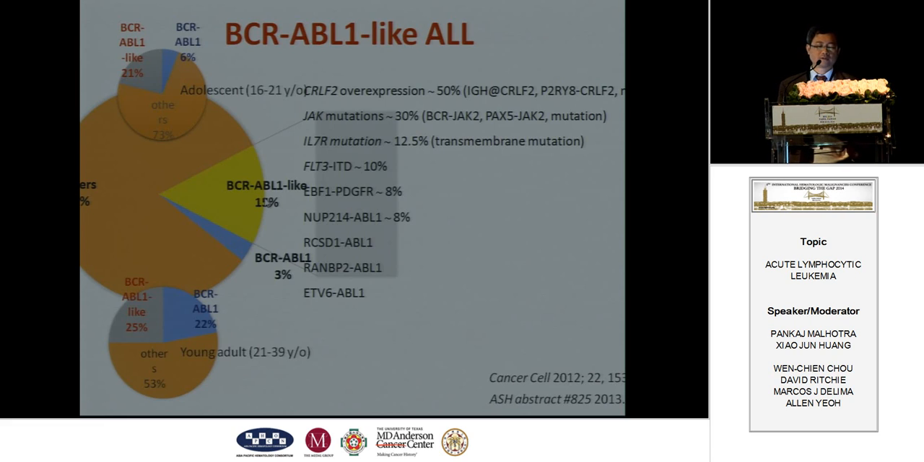So the implication of this finding is that JAK inhibitors, as we showed previously, are important to inhibit the signal transduction in CRLF2 patients, JAK mutation patients, and IL-7 mutation patients. And FLT3 ITD inhibitor may be important for FLT3 ITD. And also imatinib is important to abate the signal transduction pathway involved in translocation of PDGFR or ABL1.